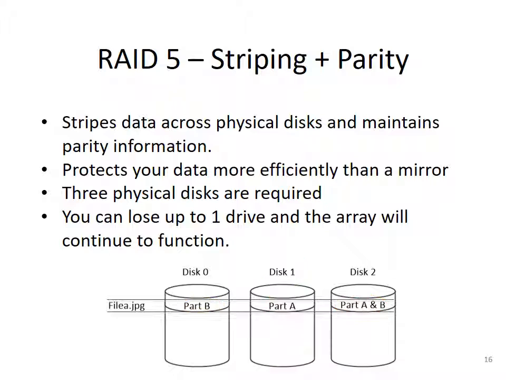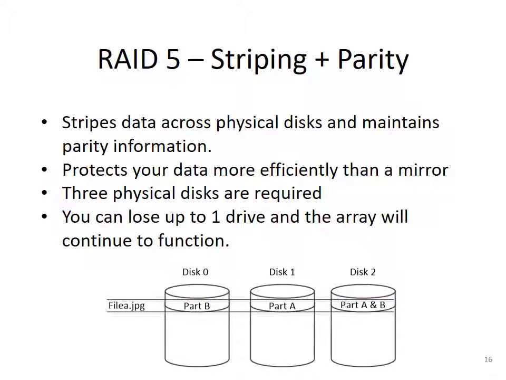So let's take a look at another example. Let's say we lose disk 2. Again, we need both part A and part B to reconstitute the file. Part B is on disk 0 and part A is on disk 1, and that means that we can indeed read file A. And last example here, let's say we lose disk 0. Well, part A is stored here, and since we're storing part A and B on disk 2, we have the part B that we need, so we can get file a.jpg.